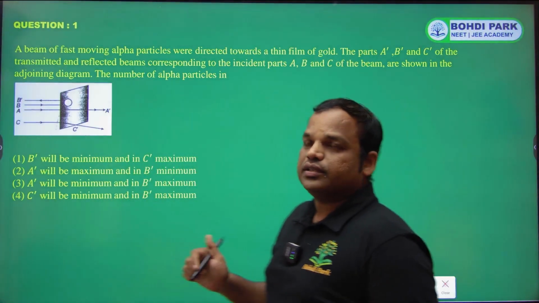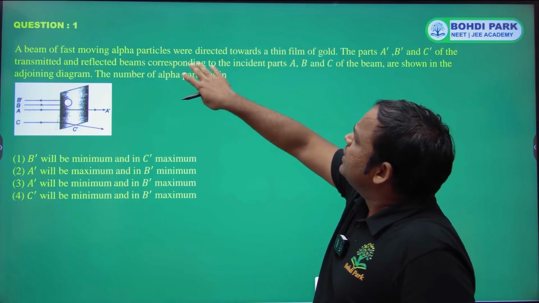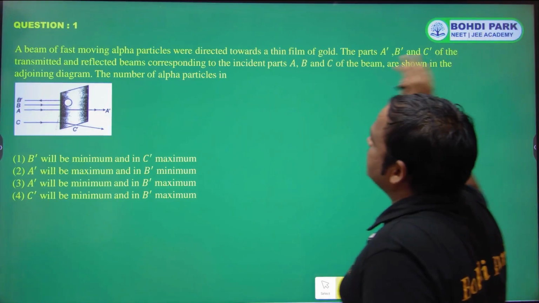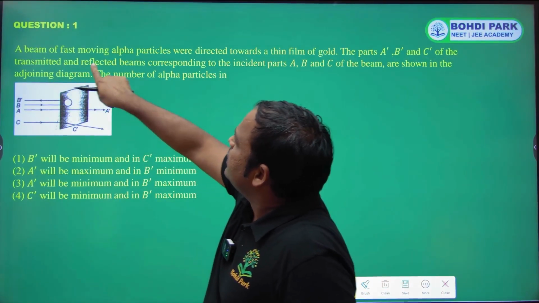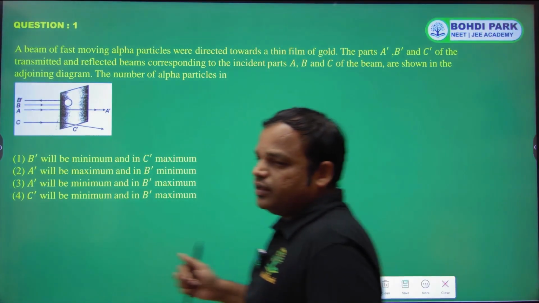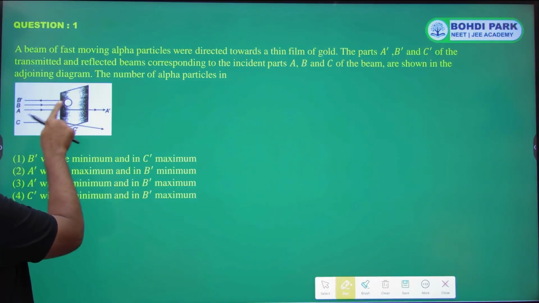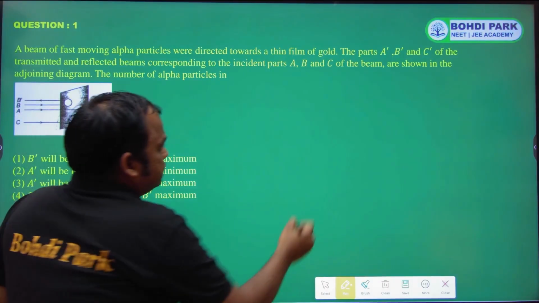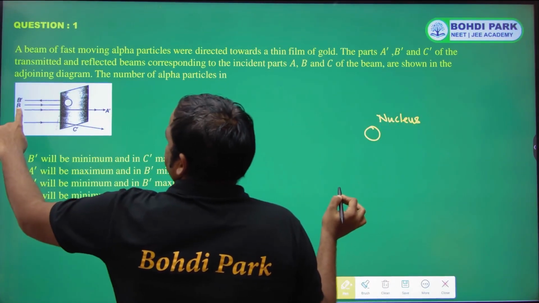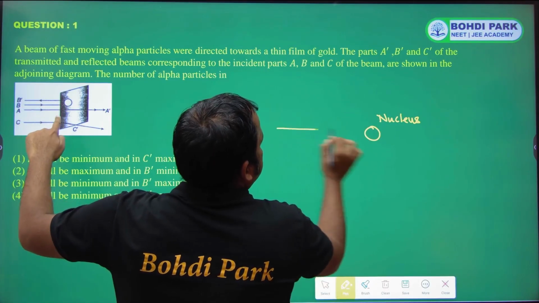Now look at this first question. We have a beam of fast moving alpha particles directed towards a thin film of gold. The paths A', B', C' of the transmitted and reflected beams correspond to the incident paths A, B and C. So these are the beams which are incident: A, B, C. Suppose this is the nucleus. As you can observe, B is incident almost towards the nucleus.